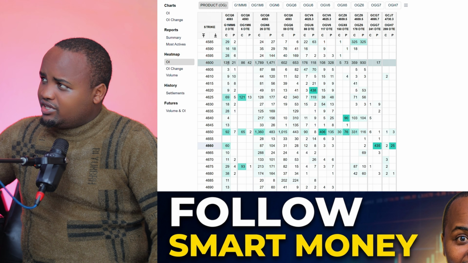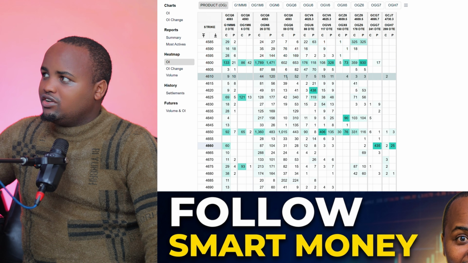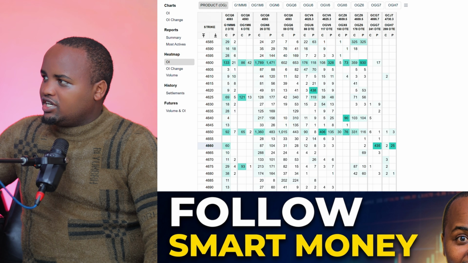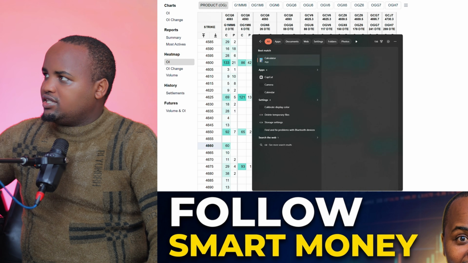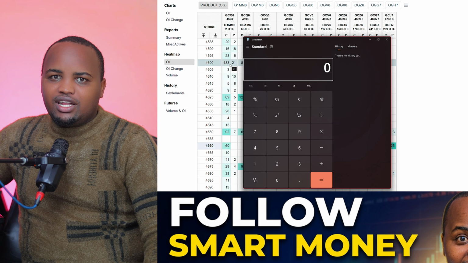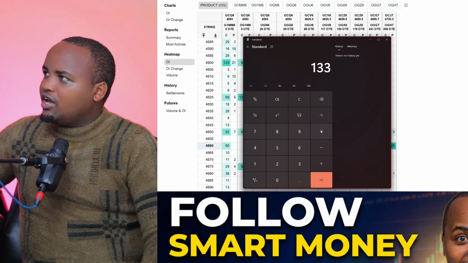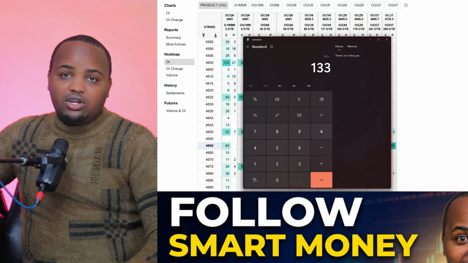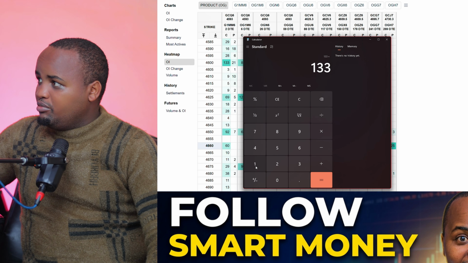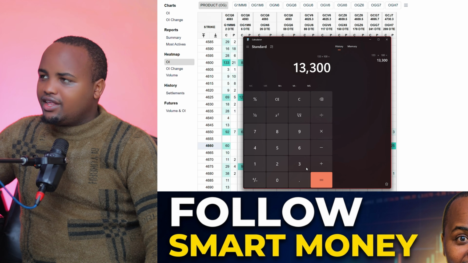Now what are these? These are numbers, and by the way unafikiria hizi ni lot size, these are not lot size, these are actually contracts, and I want us to do a simple calculation here so that you get to understand what this means. For example, hapa kwa 46 kuna 133 contracts, which are 133 contracts at that price. So one contract is equal to how many ounces of gold? Is equal to 100. So how many ounces of gold is that? That is 13,300.